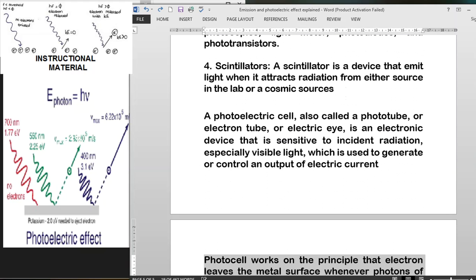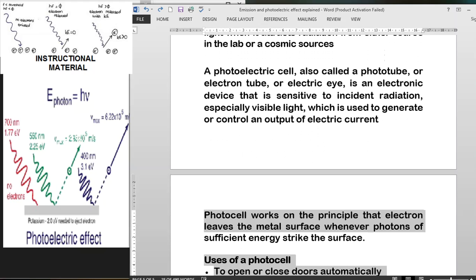So now we have a photocell, a photoelectric cell. A photoelectric cell, also called a phototube or electric eye, is an electronic device that is sensitive to incident radiations, especially visible light. Photoelectric cells are sensitive to incident radiations, especially visible light, which is used to generate or control an output of electric current.